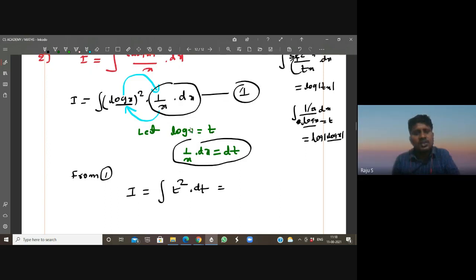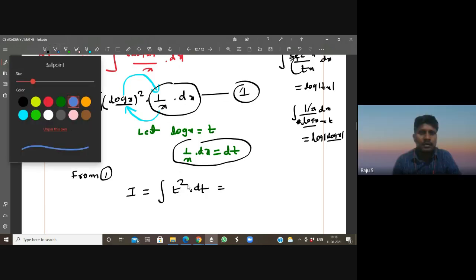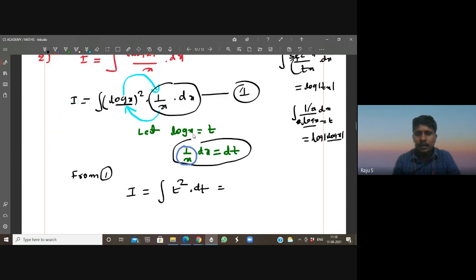Why do we equate 1 by x times dx to dt? I differentiated on both sides. What is the derivative of log x? 1 by x. And what is the derivative of x? dx. What is the derivative of t? dt. I am not differentiating with respect to x here, because then we would get only 1 by x and we wouldn't write dx. But I'm simply differentiating on both sides. Even if you differentiate with respect to x, that is also 100% right.